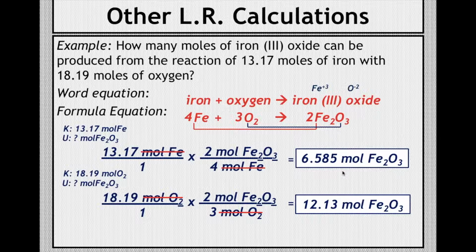To determine the limiting reactant, whichever number is smaller, so 6 is smaller than 12, that's the limiting reactant. So the limiting reactant is, don't get confused by saying iron oxide is the limiting reactant, because that's what we're trying to find, how much. The limiting reactant is actually all the way over here in your known. So iron is the limiting reactant.